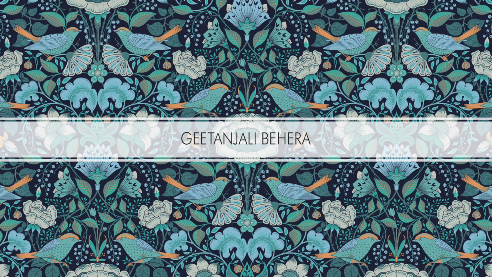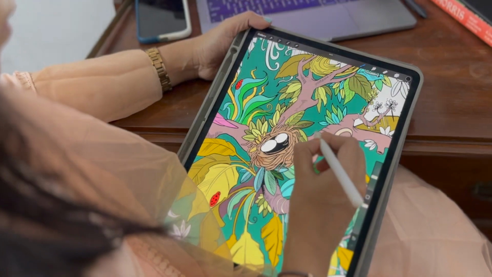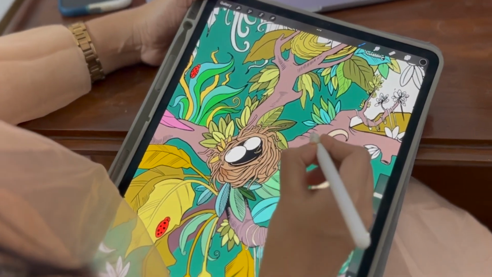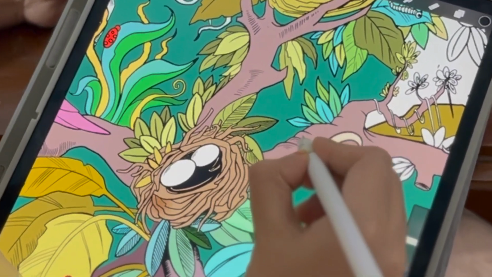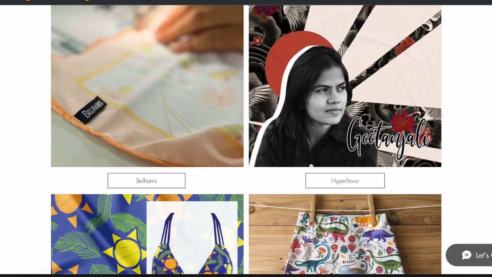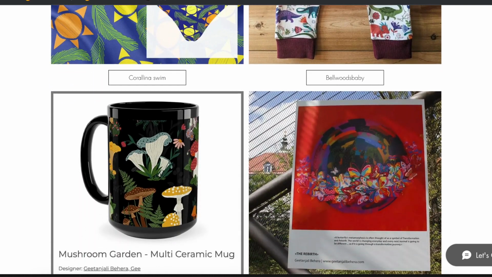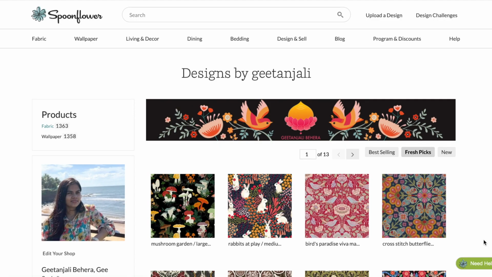Surface pattern design is one of the most popular creative career options today. With the help of design programs like Adobe Illustrator, Photoshop, Procreate and more, you can create repeating patterns at home and license them to companies around the world. You can even earn commissions by selling them on print-on-demand sites like Spoonflower.